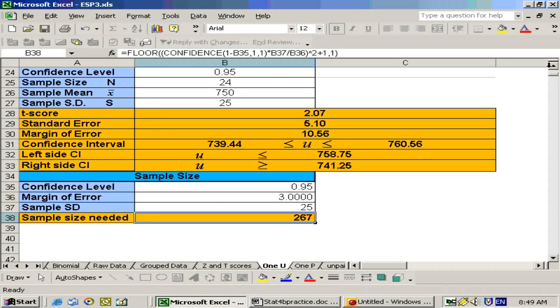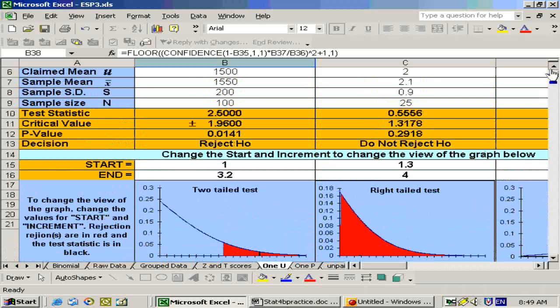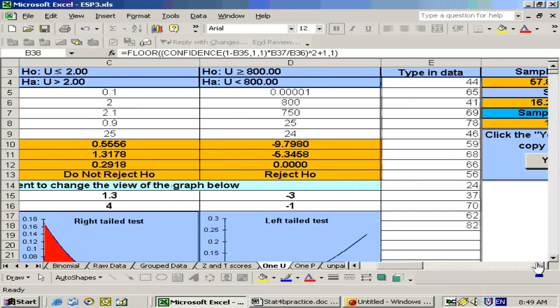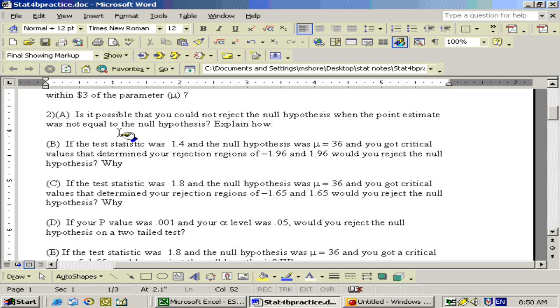For example, if the claim was 800, but my X bar was not equal to that claim, let's say 799, then I didn't reject the null hypothesis. It's not far enough away from the claim to reject it. So again, that's 2A. The point estimate for the hypothesis test for the mean is your x bar, and if your x bar is close enough to the claimed population mean mu, then it's possible that you may not reject the null hypothesis.